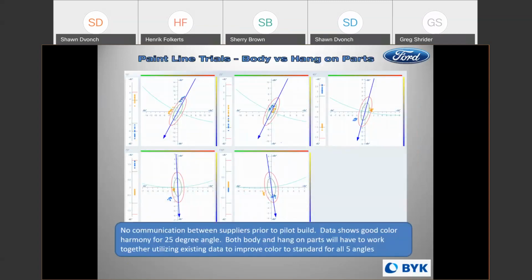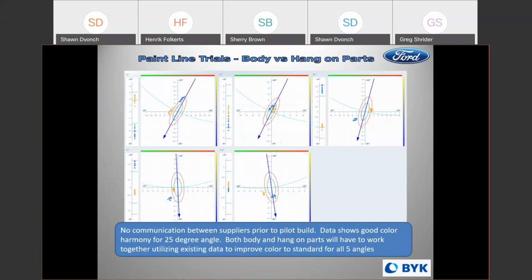Okay, here is an example of no communication between suppliers prior to a pilot build. So my assumption here is that the data shows good color harmony for the 25-degree angle. Not having the past history on this, it is just data that I had to share. I would assume that those body and that fascia positions were probably visually assessed at that 25-degree angle. But as you can see, it doesn't really matter which ones I call which.